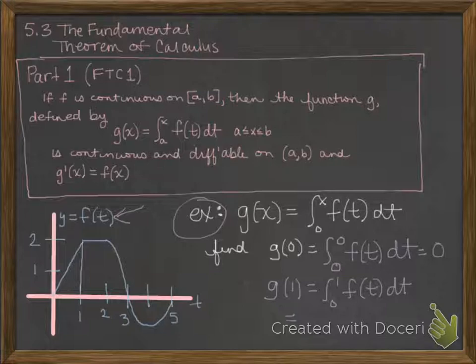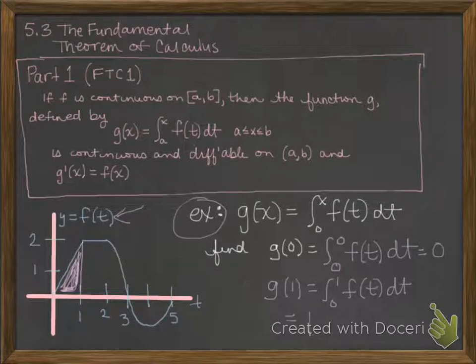What is that area? Well, it looks to me like a triangle. The area of this triangle is 1. 1/2 times 1 times 2 is 1. You can find other values of g, g of 3, g of 4, just by calculating the area underneath the curve. If you want to look in your book, example 1 continues this problem on in this section.